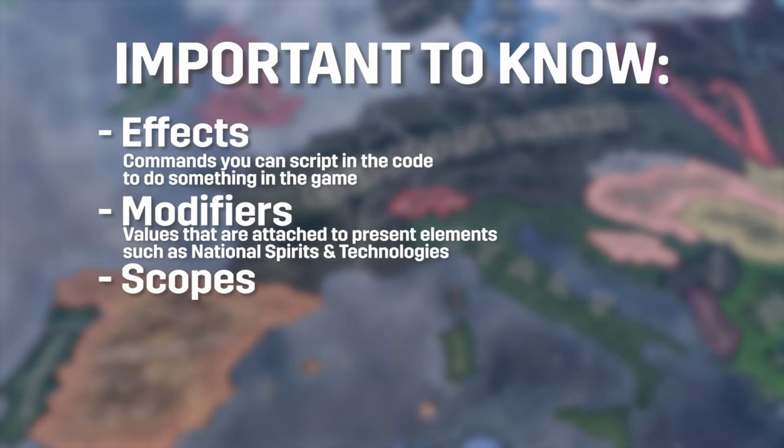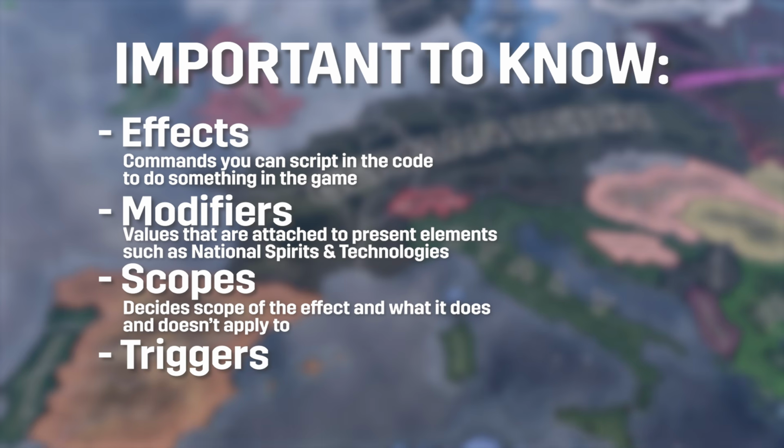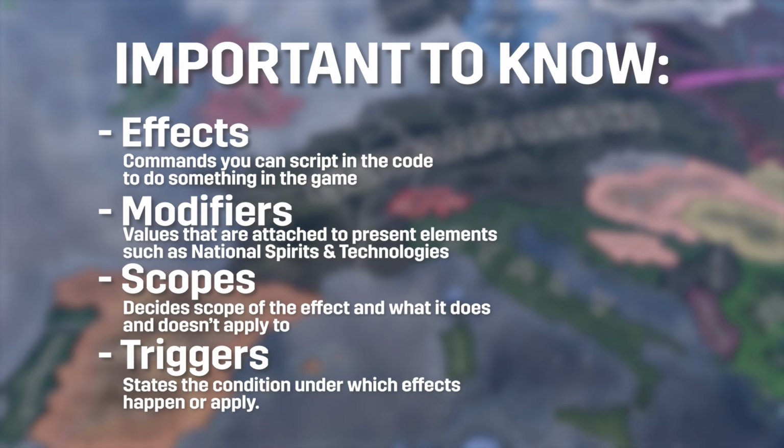Scopes are used in scripting to say what the scope of the effect you are triggering applies to. For example, you can have an effect that only applies to all states with a port, or you can have an effect that applies only to the overlord of a subject nation. Triggers are used to state the condition that allows something to happen. These are most easy to see in-game when looking at focuses or decisions that require a specific condition to be fulfilled before they can be taken.